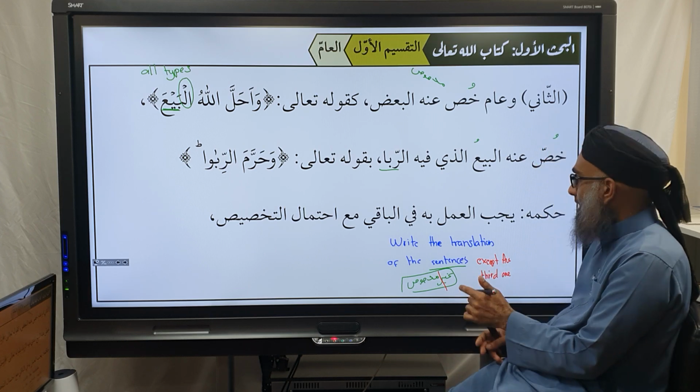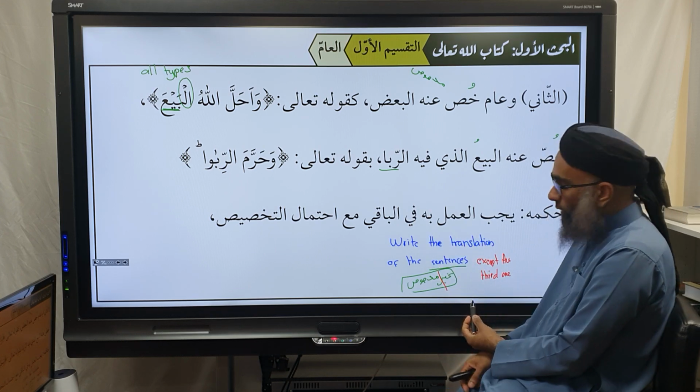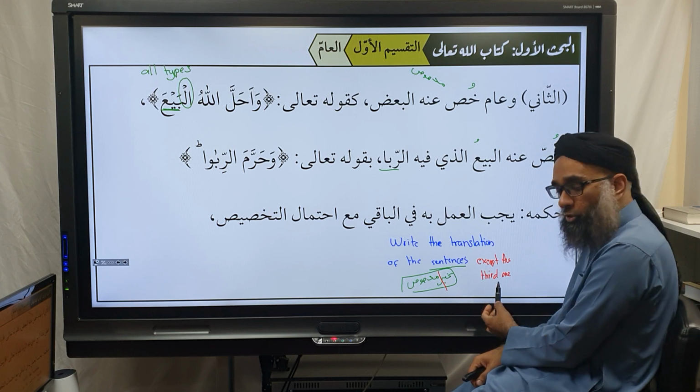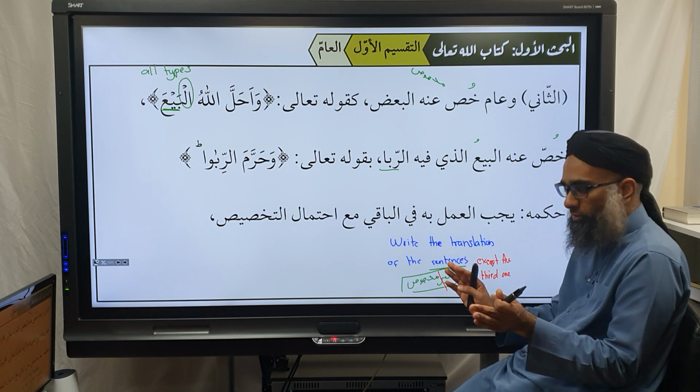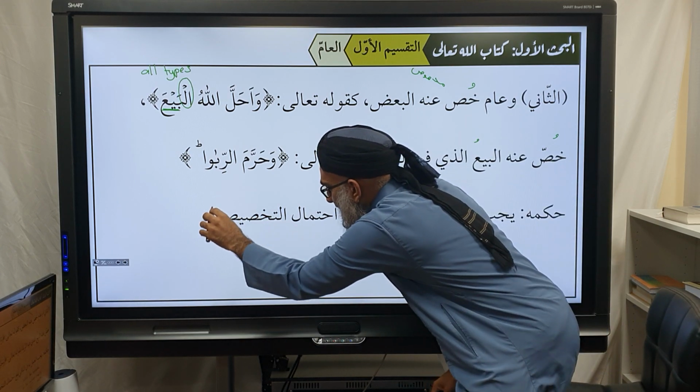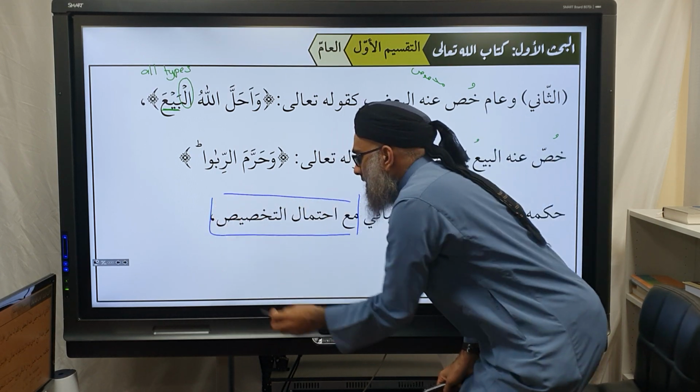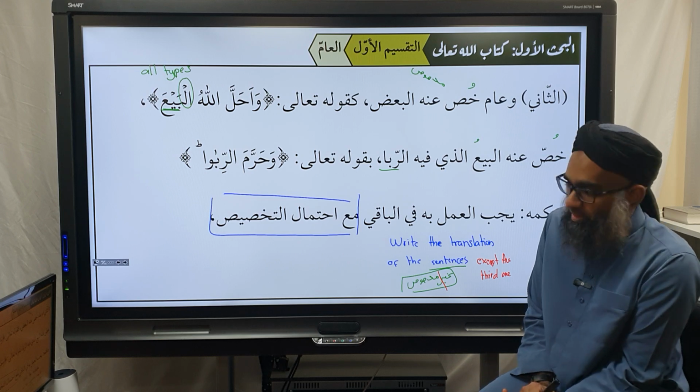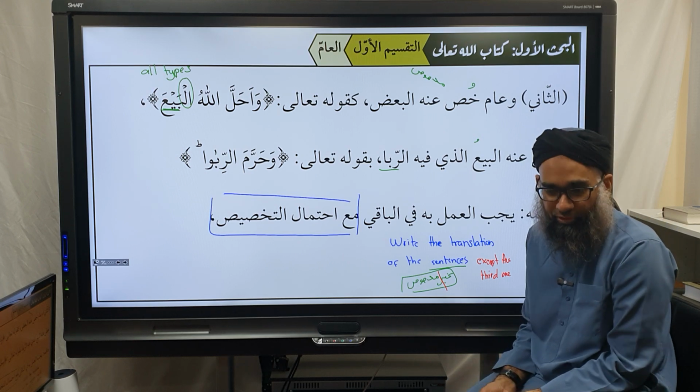So now the ruling is يجب العمل به في الباقي. What do you need to do? You need to write the sentences, but not the third one. It's obvious. However, what do we say here? There's one caveat: مع احتمال التخصيص, with the possibility of takhsis.